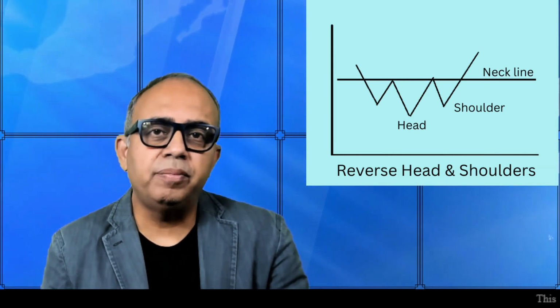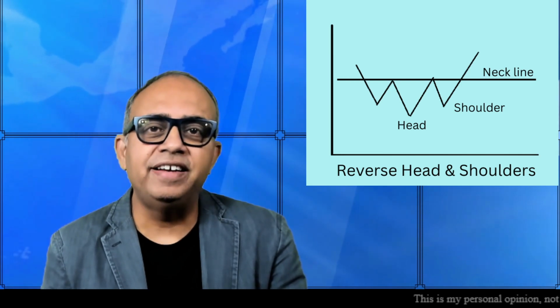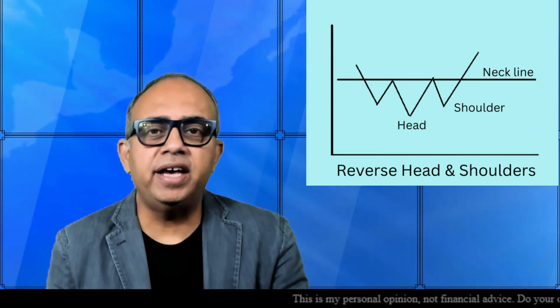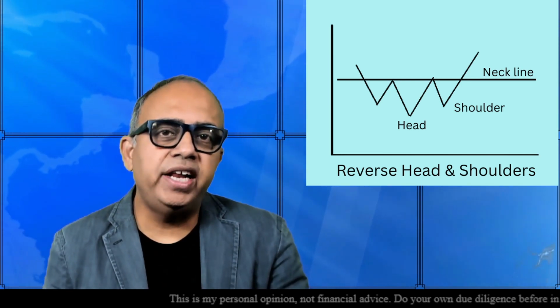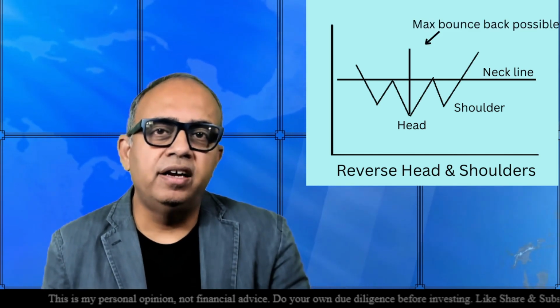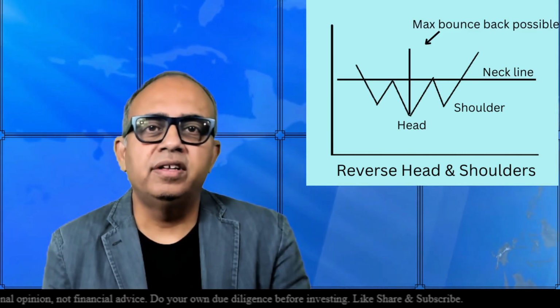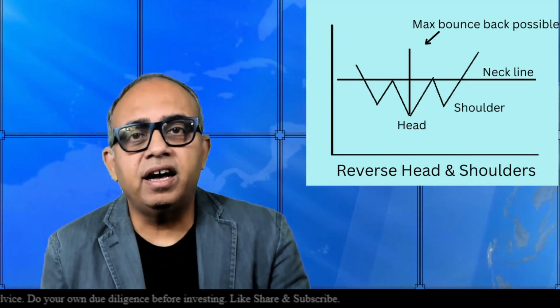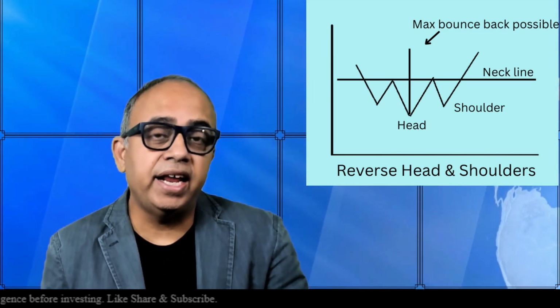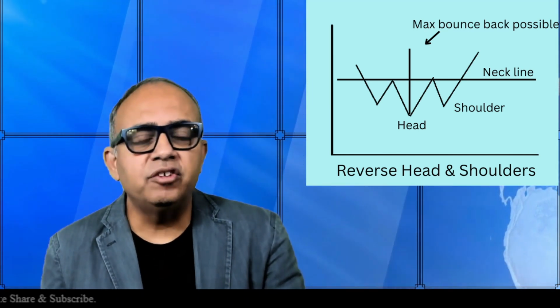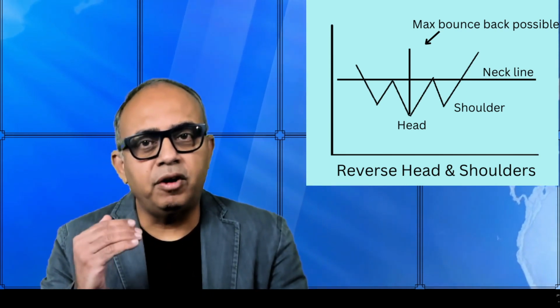The reverse head and shoulder pattern is a bullish pattern, and it indicates a change in the trend from bearish to bullish. Now, if we take a measurement from the bottom of the head to the neckline and transpose that above the neckline, we get the target bounce that we can expect from this pattern. So it kind of fixes a price target of the bounce back.